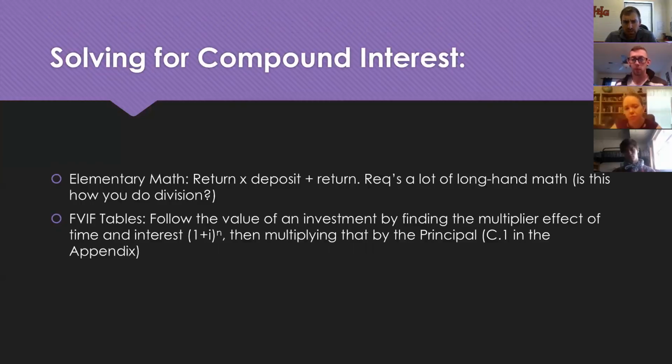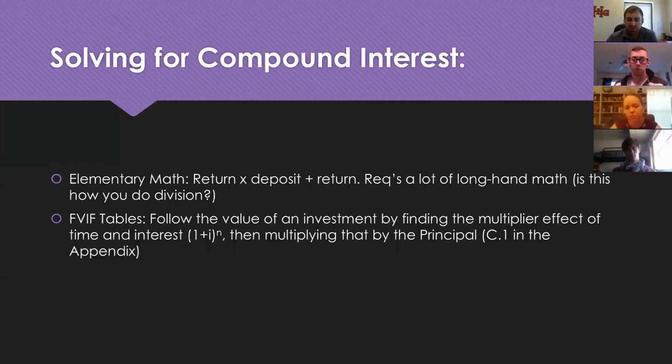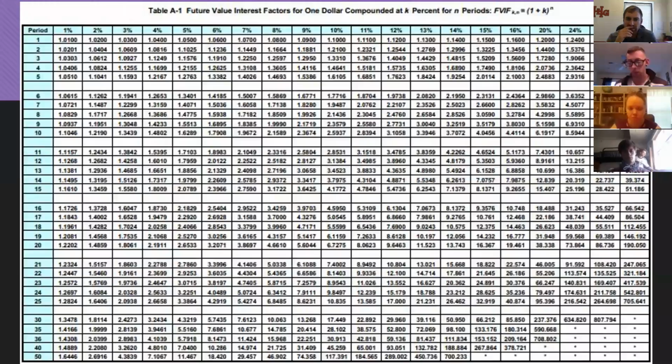So this kind of explains the elementary math of how you could solve it. So basically, how do you solve for compound interest? Well, you could do this 10, 15 years out, but man, what a pain, what a waste of time. You could use future value inflation tables, which basically find the value of an investment by finding this multiplier. It's the 1 plus I part of the equation that we'll look at.